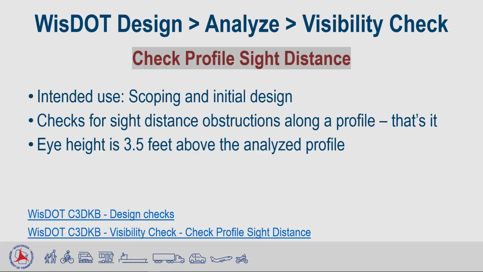The first WisDOT tool that we have is the Check Profile Site Distance. Its intended use is for scoping and initial design. It is used to check site distance obstructions along a profile, and that's it. It doesn't account for any roadway geometry or obstructions created by the surrounding proposed or existing topography. The eye height used is 3.5 feet above the analyzed profile, and this is hard-coded right into the tool.